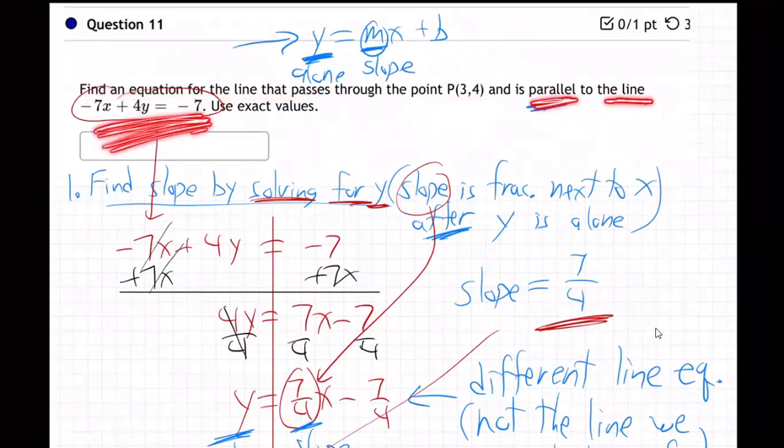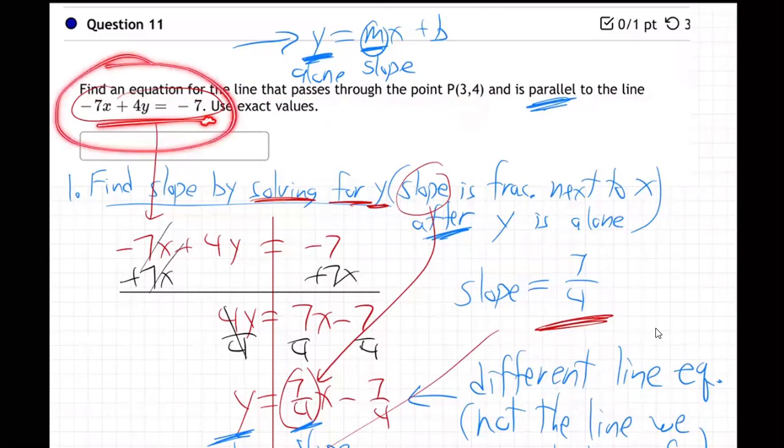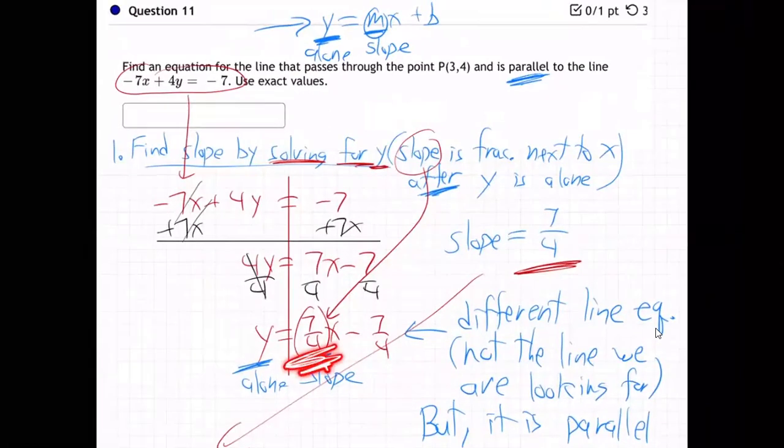So this is a different line, right? Ours is just parallel to that one, you see. So we're looking for the equation of a line that goes through the point 3, 4 and is parallel to this other line equation. So this is not our line's equation. Ours is just parallel to that one. So when I took this one and I got y alone, and I found the slope was 7/4 for this other line, then our line is parallel to that one.